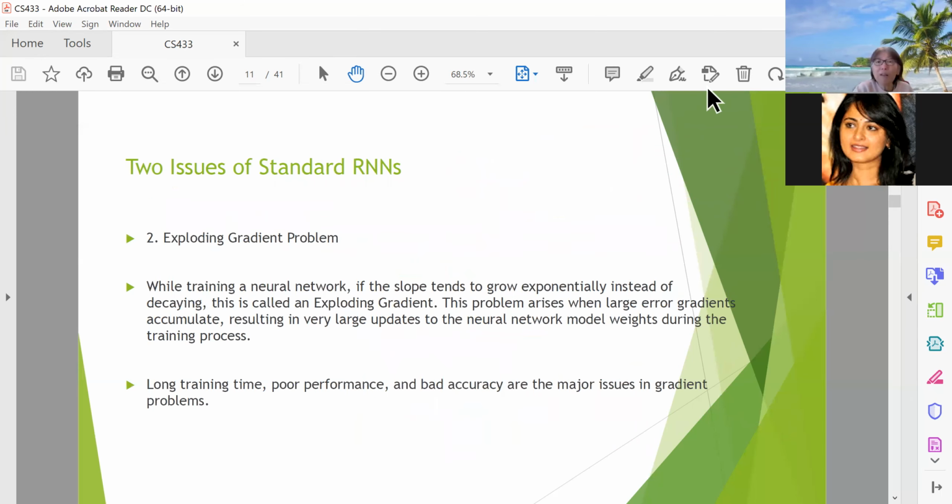The other problem is called the exploding gradient problem. Exploding gradient is when the slope grows exponentially instead of decaying. It can happen when large error gradients accumulate. So that's also a problem. Those are the issues.